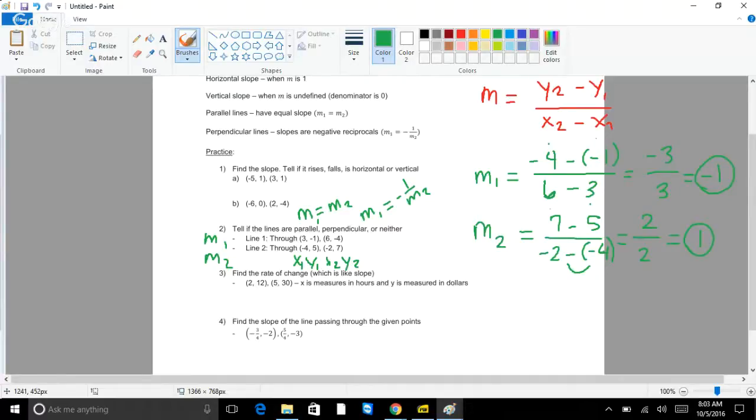So that rules out that they're parallel. They would have to have the same slope. One is positive and one is negative. So one's rising and one's falling. They're definitely not going in the same direction.